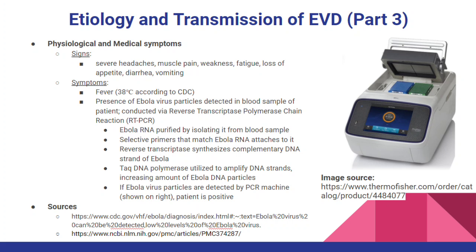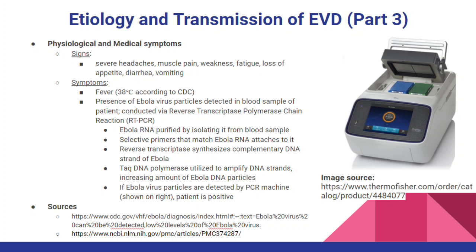How it works is that a blood sample will be obtained from the patient. The Ebola RNA will be purified in order to isolate it from the patient's blood sample. Then, selective primers that match that of Ebola RNA would be added so that they can attach to it. Then, reverse transcriptase enzyme would be added, which would synthesize a complementary DNA strand of Ebola. After, the application of heat as well as Taq polymerase would be utilized in order to amplify the amount of Ebola DNA virus particles.